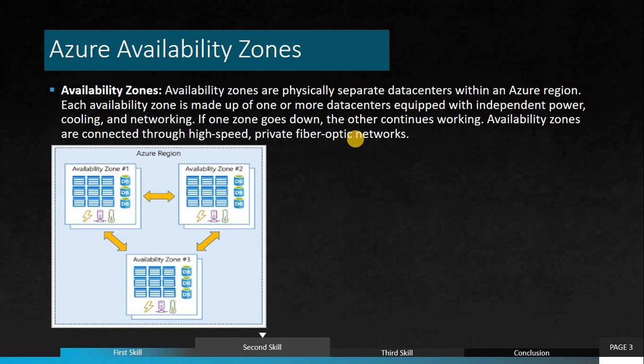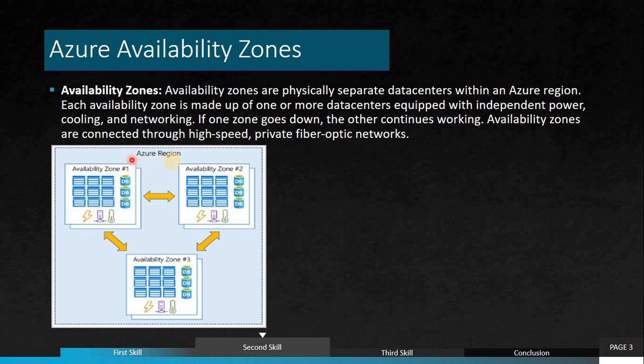Availability zones, also known as AZs, are physically separated data centers within an Azure region. Each availability zone is made up of one or more data centers equipped with independent power, cooling and networking. So basically the idea is if one zone goes down, the other will continue to work. Availability zones are generally connected through high-speed private fiber optic networks. Let's discuss this in a diagram.